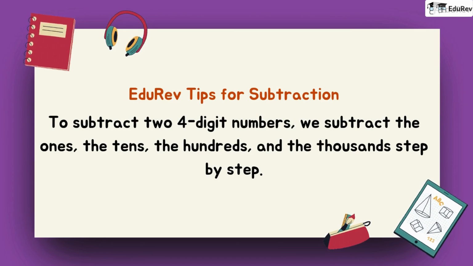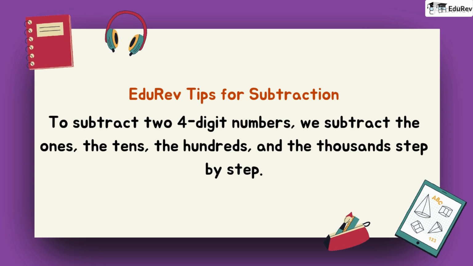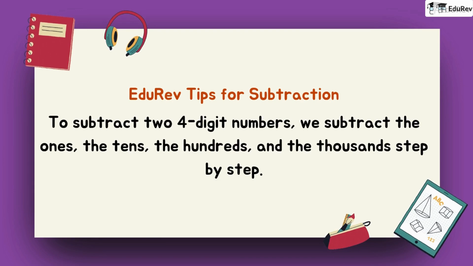Edurof tip for subtraction: to subtract two 4-digit numbers, we subtract the ones, the tens, the hundreds, and the thousands step by step.